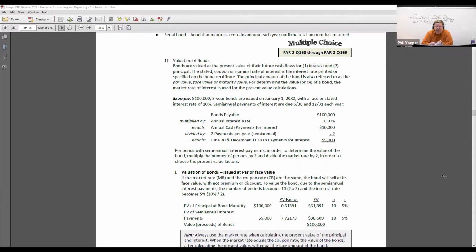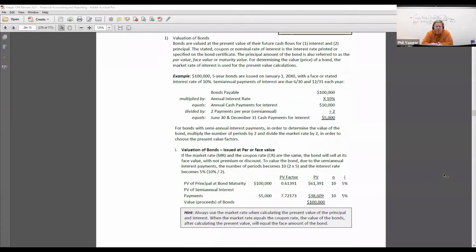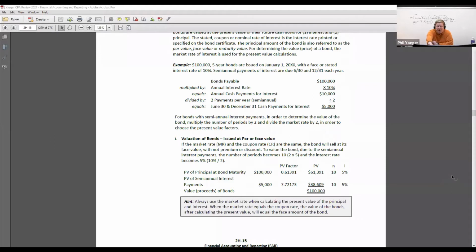Now, where do they get the 5,000? First of all, they show you. But if you take the 100,000 times what? The stated rate or coupon rate, that will give you the annual cash payments for interest. But if you're paying them semi-annually, you're going to pay it on June 30th and December 31st. So what are we going to do?